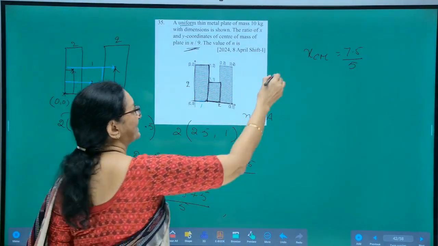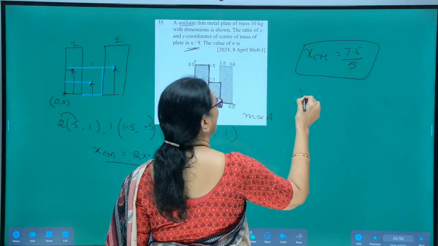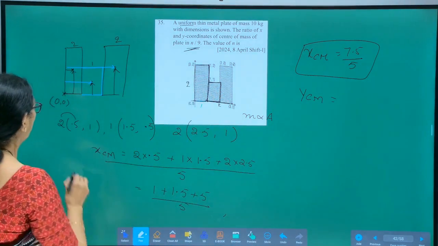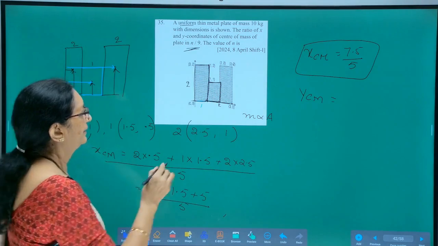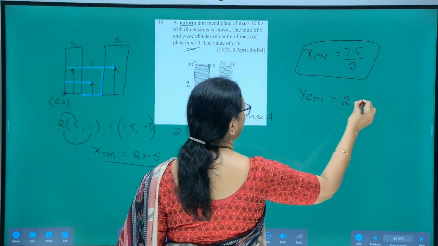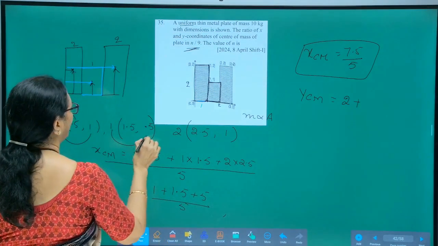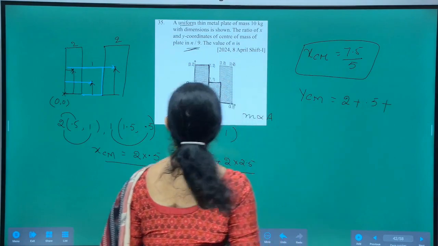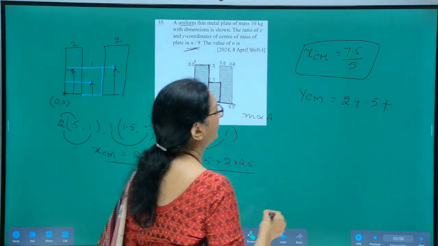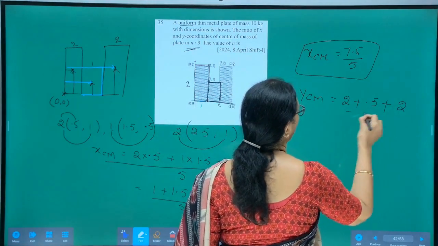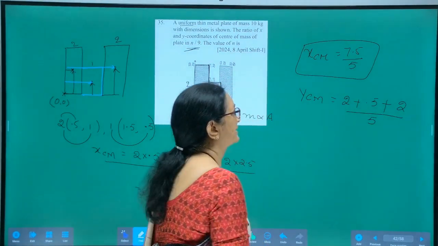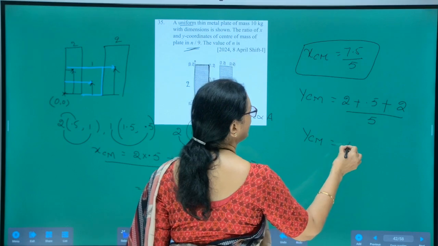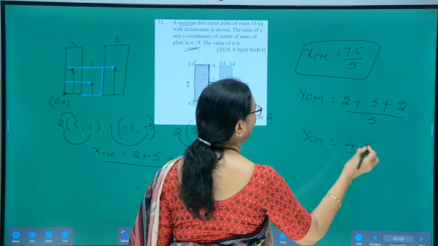That is x coordinate. Let us find out y coordinate of center of mass using the same kind of formula. m1 y1, 2 into 1, that is 2. m2 y2, 1 into 0.5, that is 0.5. m3 y3, 2 into 1, that is 2, divided by total mass m1 plus m2 plus m3. So y coordinate of center of mass is 4.5 by 5.